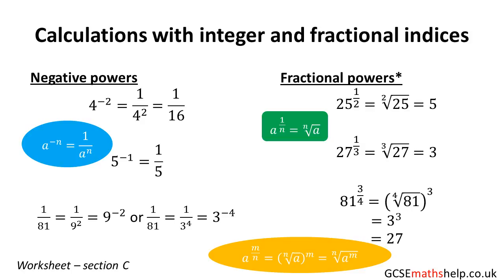Whereas if obviously we did it the other way around and we did 81 cubed, we get a really massive number, and I don't think anyone's going to know what the 4th root of that really huge number is. So this is definitely the better way of doing it, doing the root first and then doing the power second.